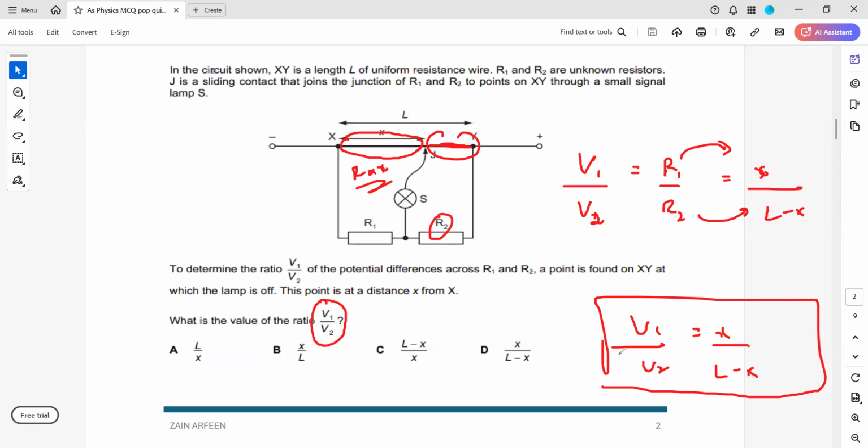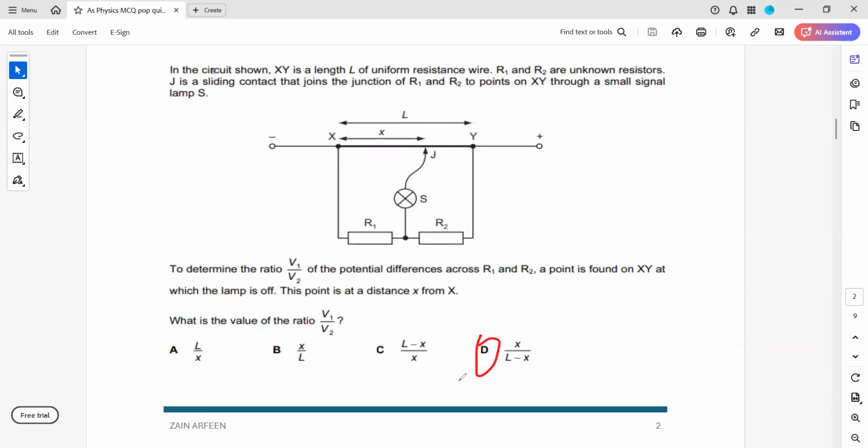So the ratio of the voltage and the ratio of the length, if it was V2 over V1, if the question was V2 over V1, then option C would be the right answer. But the question is V1 over V2, so the ratio of the resistance and the voltage is always the same.